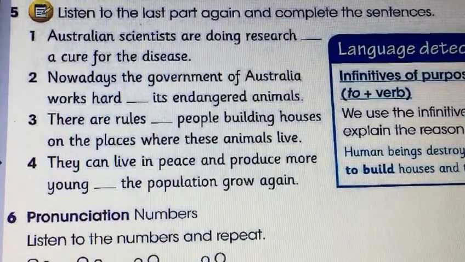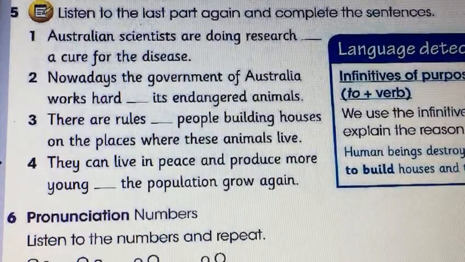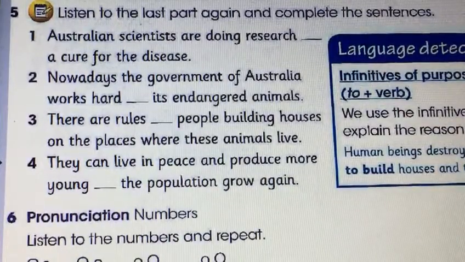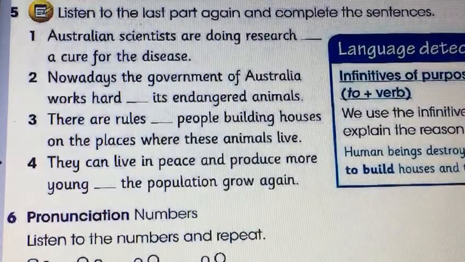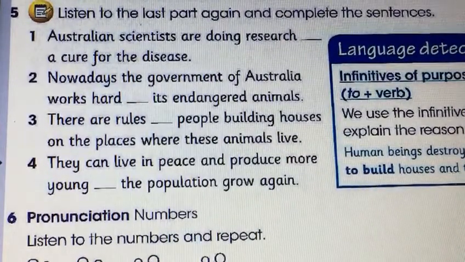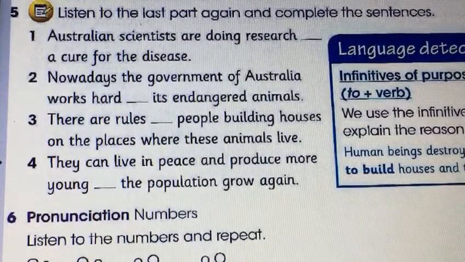Listen to the last part again and complete the sentences. What are we going to write now? Now we are going to write the infinitives: to plus a verb. We use the infinitive of purpose to explain the reason why something is done. For example, human beings destroy animals' habitat to build houses.